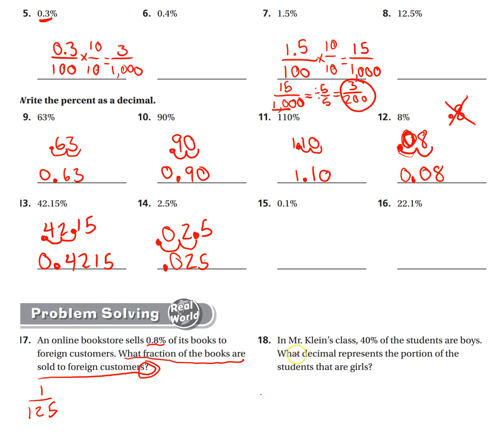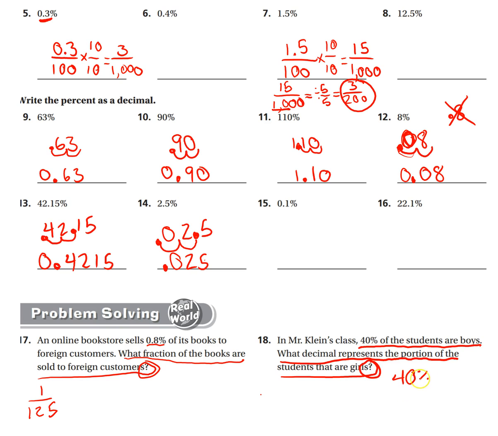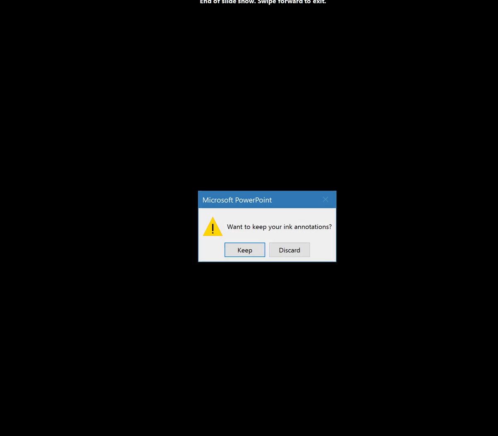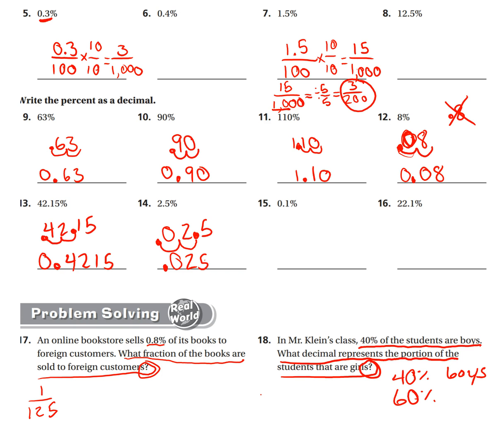Okay, number 18. In Mr. Klein's class, 40% of the students are boys. What decimal represents the portion of the students that are girls? Well, if 40% are boys, and 100% would represent the entire class. So 40% are boys. That means 60% have to be girls. Sorry about that. 60% are girls.